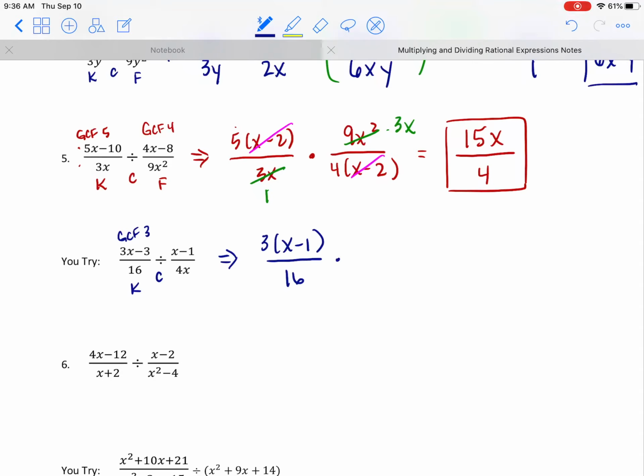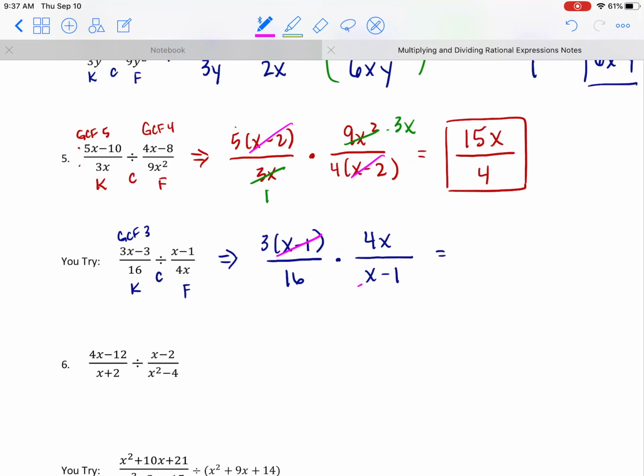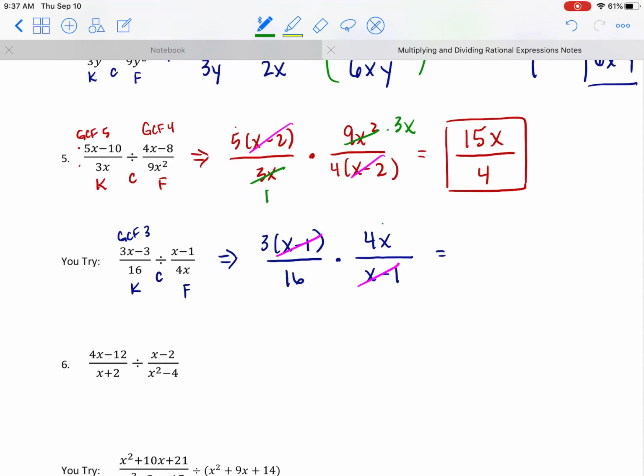We're going to change this division to multiplication, and then we're going to flip the second fraction, and there's nothing to factor on that one, so I just need to flip it. Alright, so now, what can we reduce? Well, let's see, x minus 1 in common, and then we can also cross-reduce. 4x and 16 have a 4 in common, so if I divide here by 4, I'll still have an x. If I divide here by 4, I get 4 left.